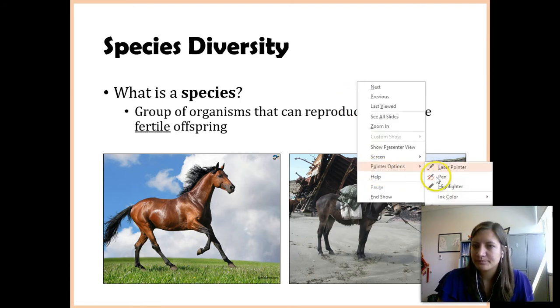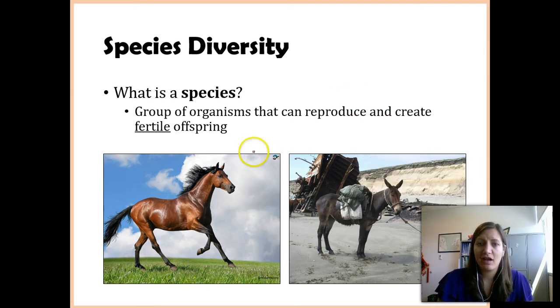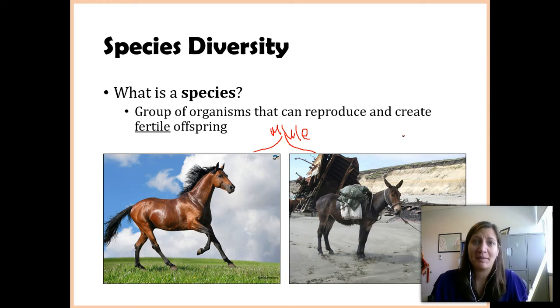So, for example, here we have a horse, and this is a donkey. If you breed them, you get a mule. A mule is kind of a blend, really, of the two. A mule is not a species. Yes, they were made from something, but they can't reproduce. You can't take a mule and a mule, breed them together, and they make babies. Essentially, nature has prevented that from happening. Nature has prevented that mule from being able to reproduce, usually because it has to do with the number of chromosomes.